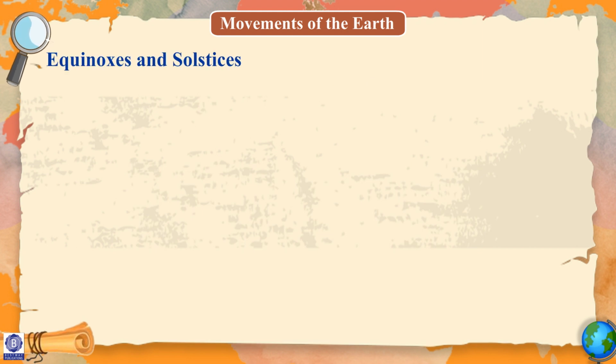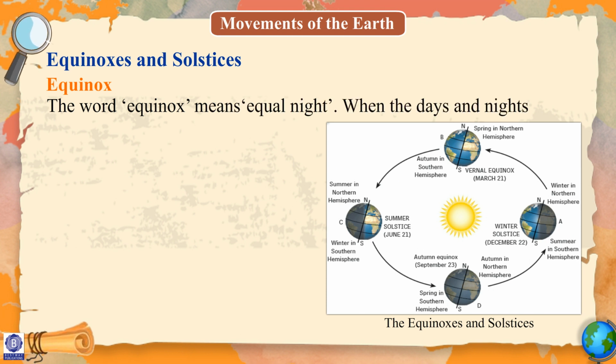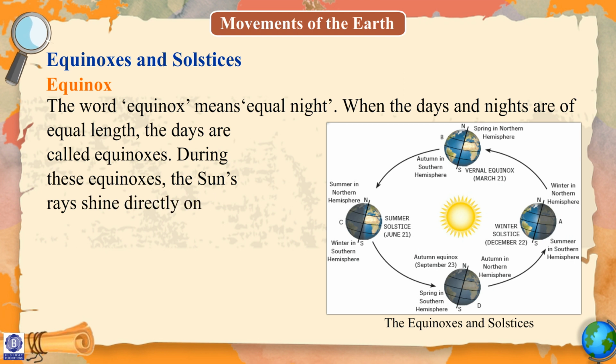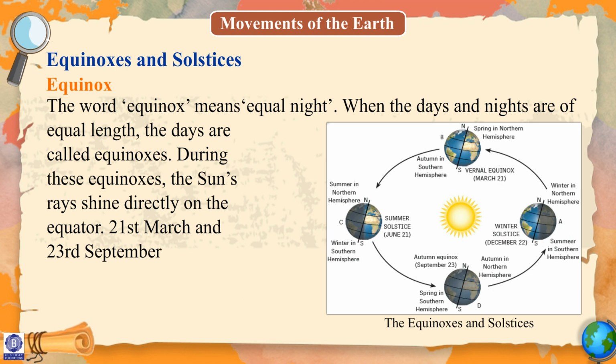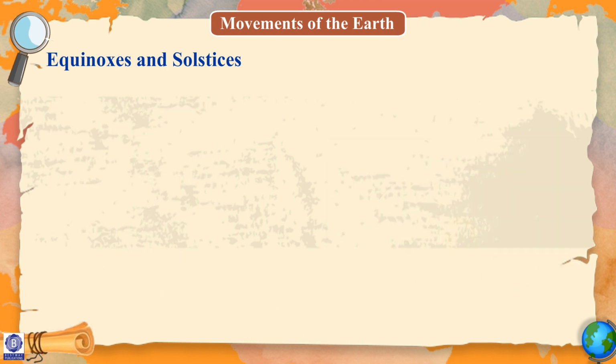Equinoxes and solstices. Equinox. The word equinox means equal night. When the days and nights are of equal length, the days are called equinoxes. During these equinoxes, the Sun's rays shine directly on the equator. 21st March and 23rd September are two equinoxes. 21st March is called vernal equinox, while 23rd September is called autumnal equinox.